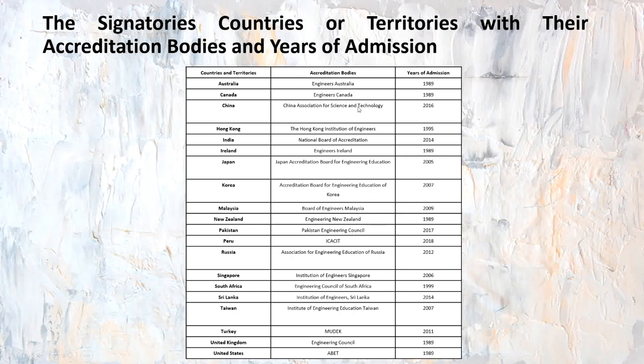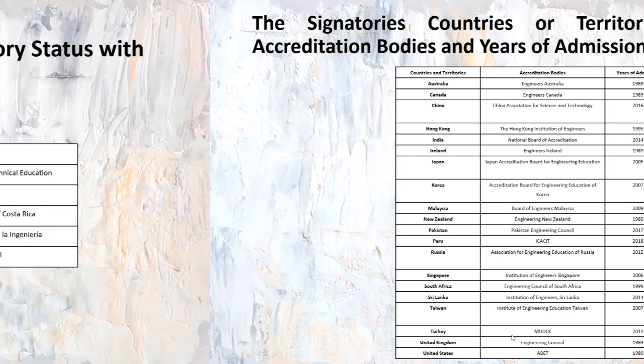Here you can see the type of accreditation body for each country. For example, for Hong Kong, their accreditation body is called the Hong Kong Institution of Engineers. And for Russia, their accreditation body is the Association of Engineering Education of Russia. And you can also see the accreditation body for the United Kingdom is the Engineering Council.